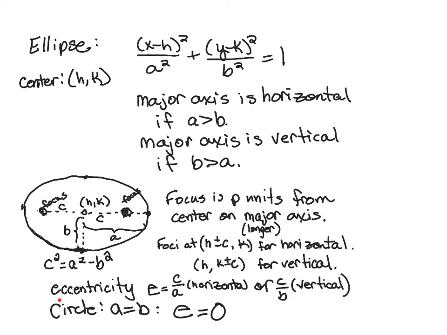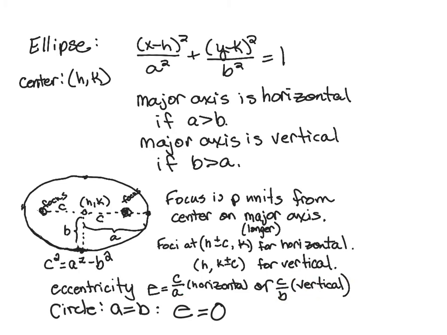Now, the next thing is the eccentricity. This gives you kind of like the character of it. The eccentricity is the ratio of c to a. Remember, the a in this case is the major axis. So it's the distance from the center to the focal points divided by the distance from the center to the vertex on the major axis.